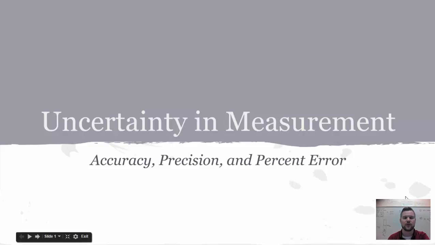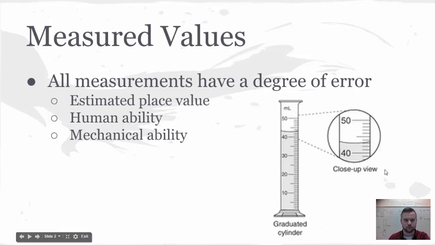Today we're going to talk about uncertainty in measurement. We will talk about some vocab terms such as accuracy, precision, and then learn an equation called percent error.